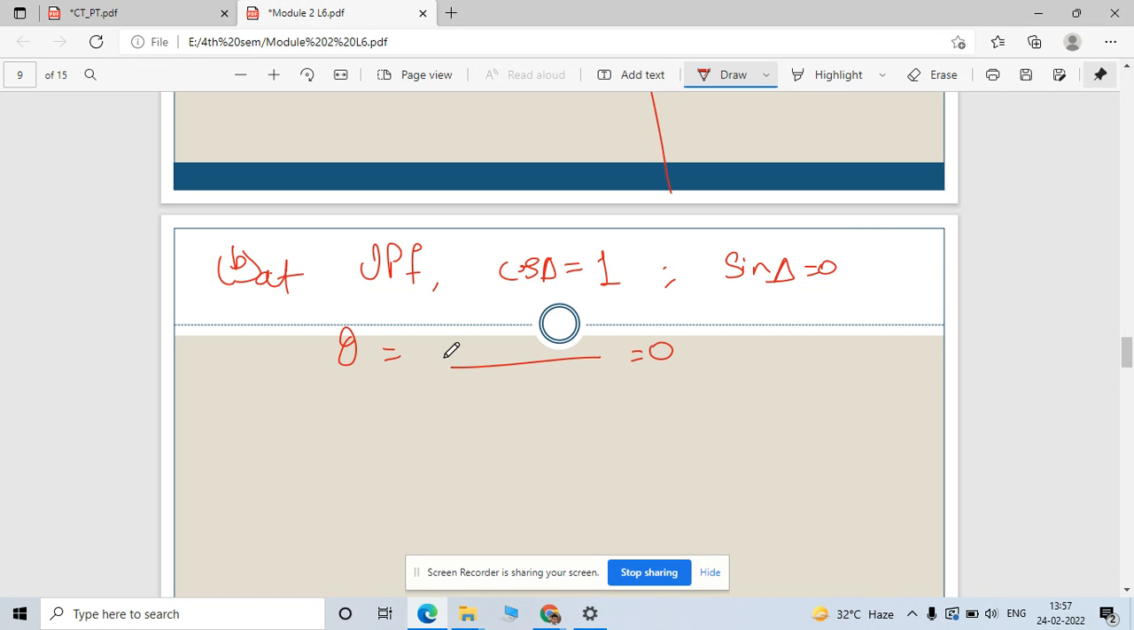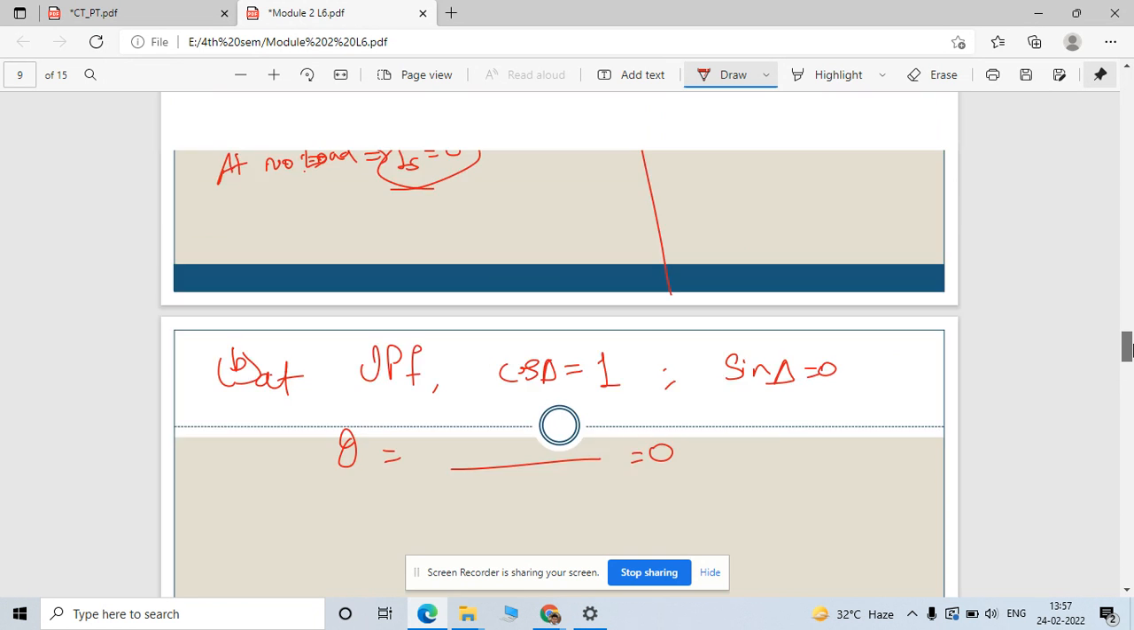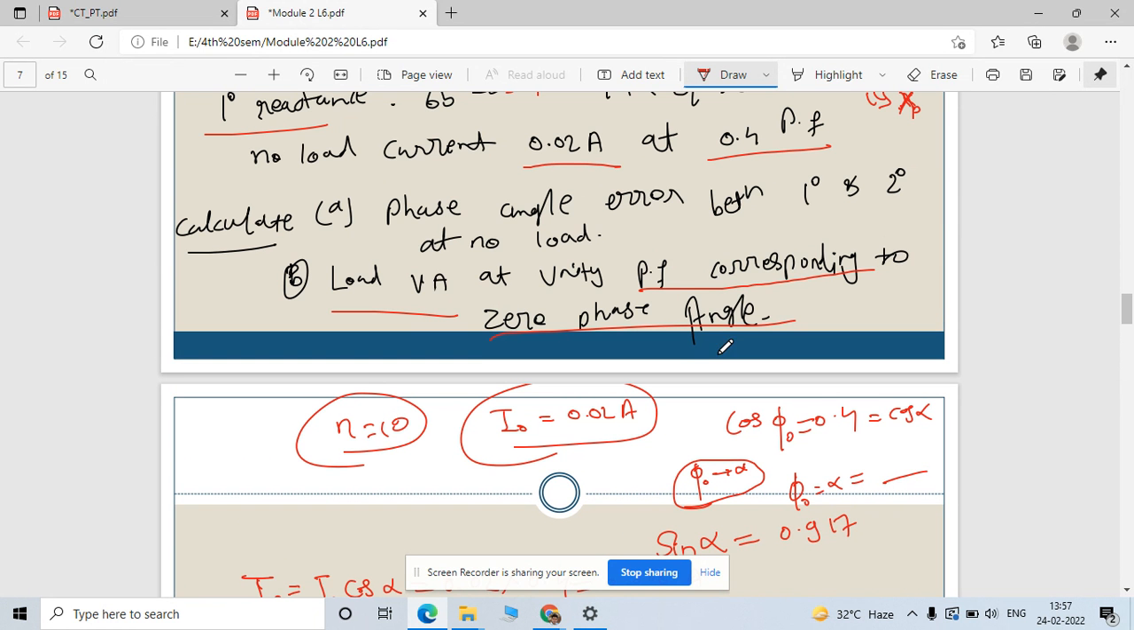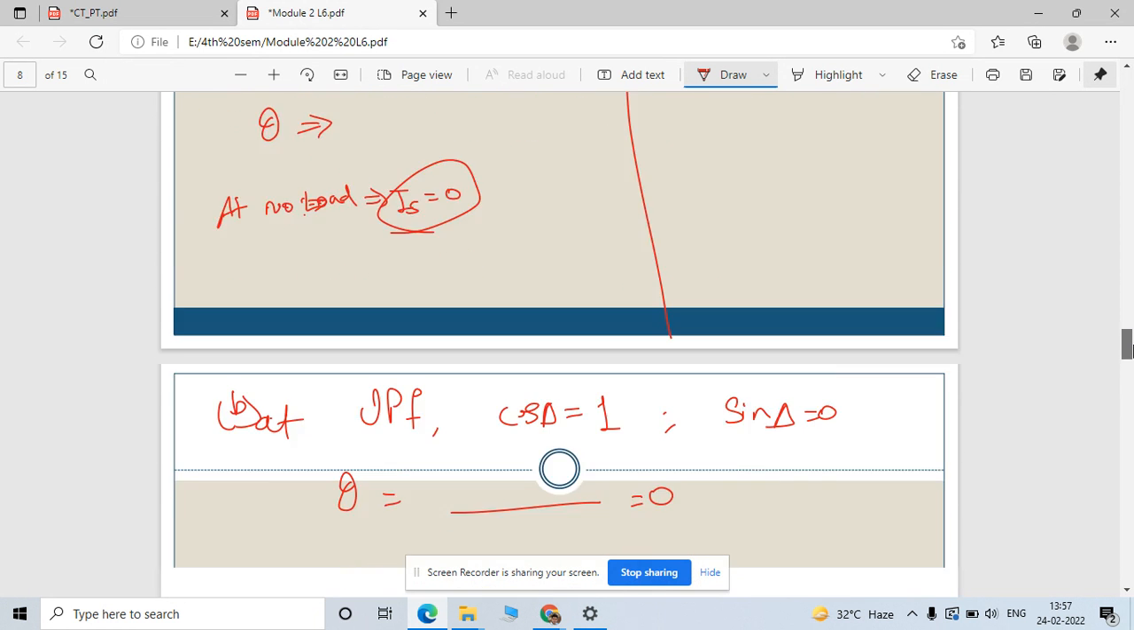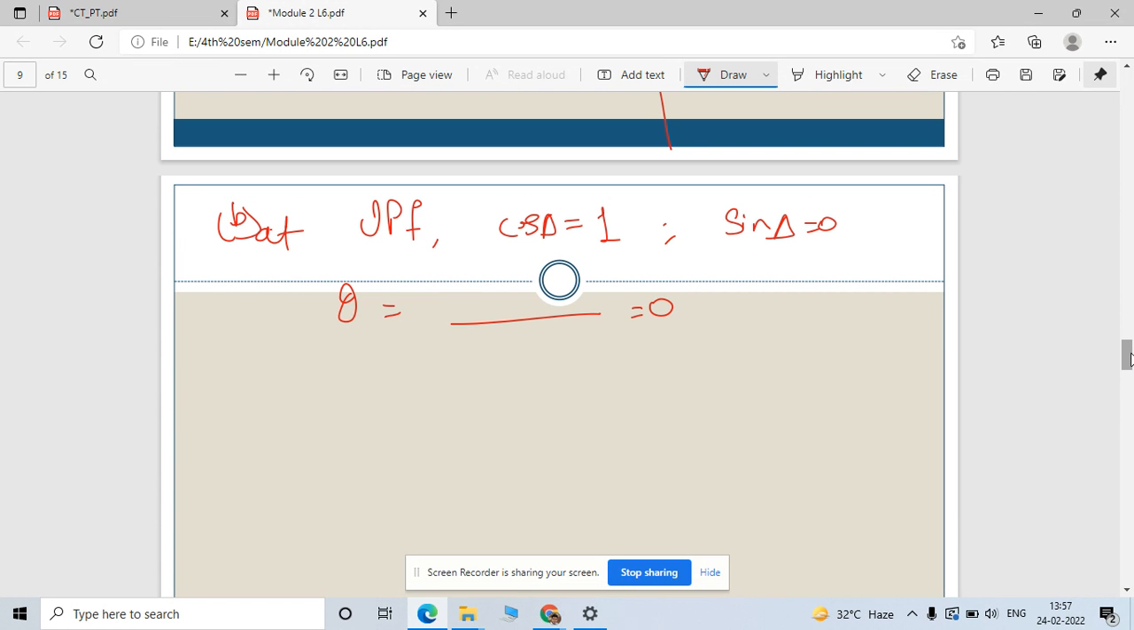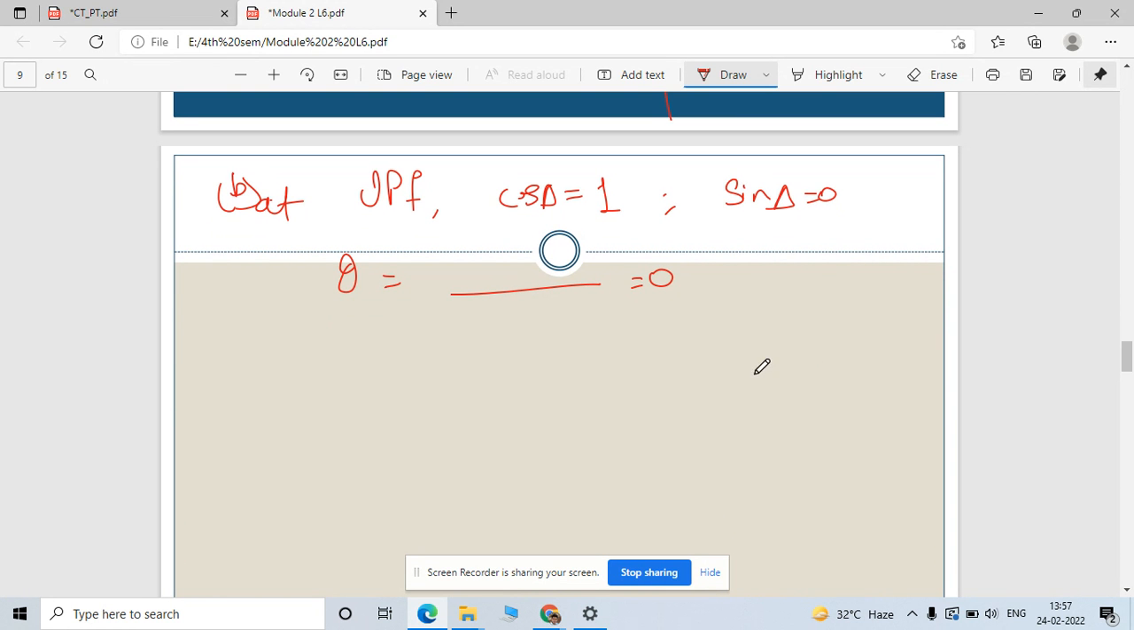Equate this del with respect to 0, because the condition mentioned here in part B is zero phase angle. When you equate it to 0, you are able to find out this value. Is value you can get from here.